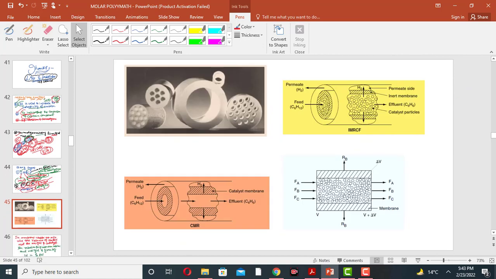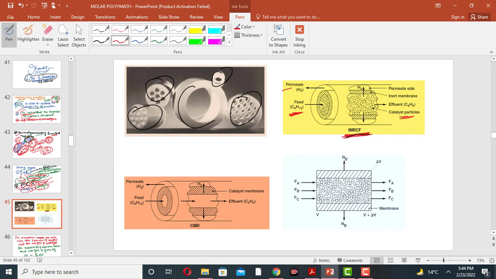These are the various catalyst particles, and these are the catalyst pellets. And this is the IMRCF, inert membrane reactor with catalyst pellet on feed side. So this is the feed, hexane. This is the hexane, this is the permeate, and this is the catalyst particle.